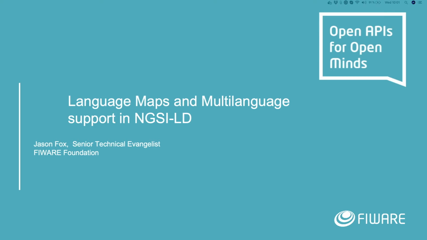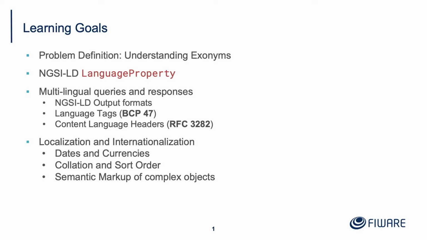I'm the Senior Technical Evangelist of the FIWARE Foundation, and the subject for today's Wednesday webinar is language maps, multi-language support in NGSI-LD. So let's see what we're going to be talking about. Firstly, we're going to briefly describe one of the basic problems with languages and multi-language definitions, which is understanding exonyms. That is, working out what the names of various places are, and then explaining why this is a problem, and trying to come up with a reasonable solution.